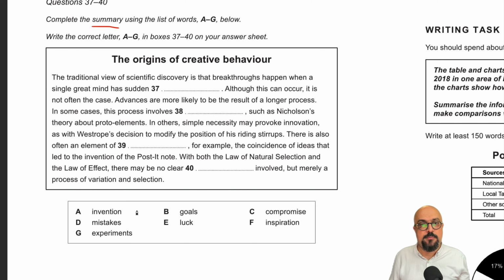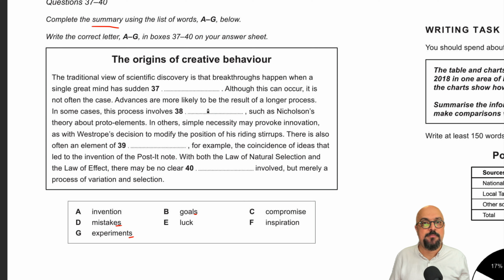Okay, let's look at the box of words too. Invention, mistakes. Notice that they're all nouns, but some of them are positive. Oh no, we have a verb too. One verb, noun, noun, noun, noun. Some of them are plural, some of them are singular. These language points matter because sometimes the answer has to be a singular noun. So it has to be invention or luck or inspiration.